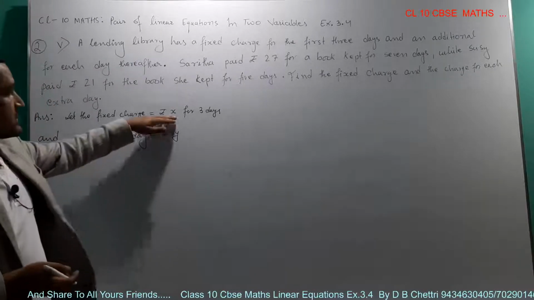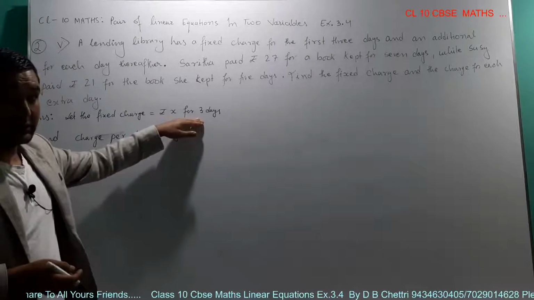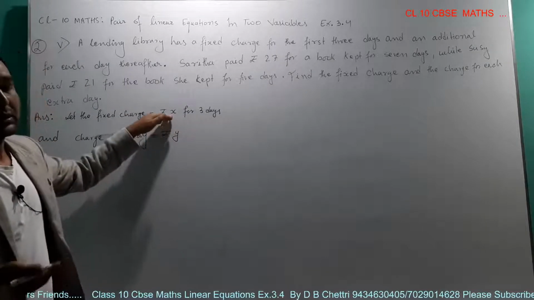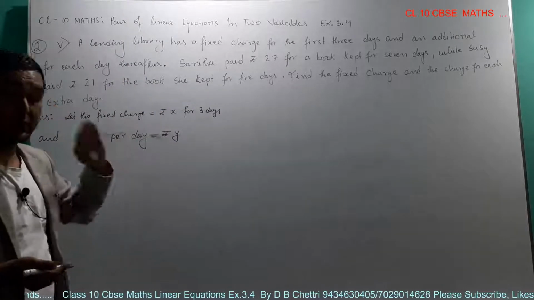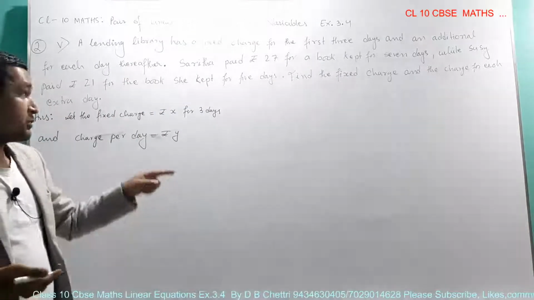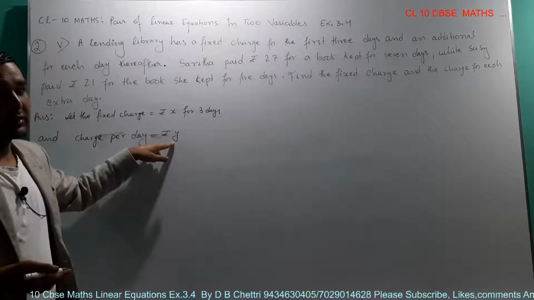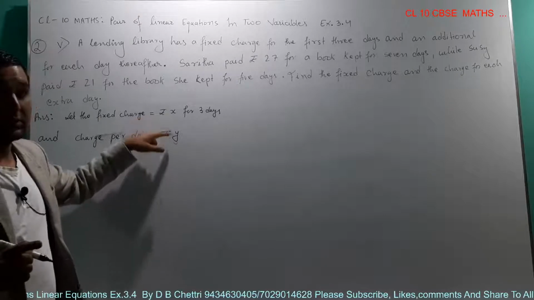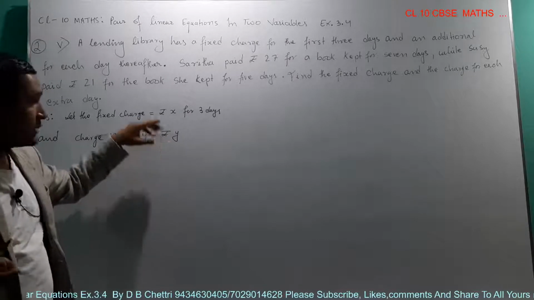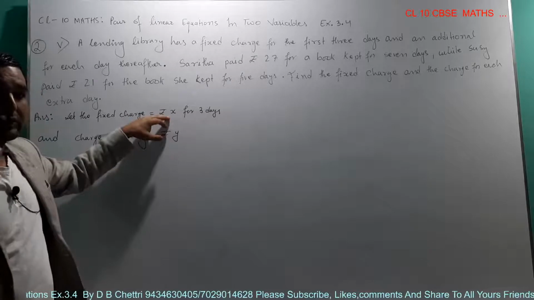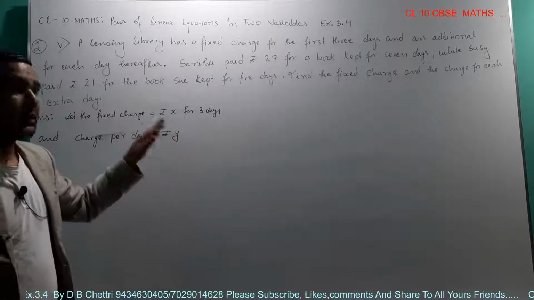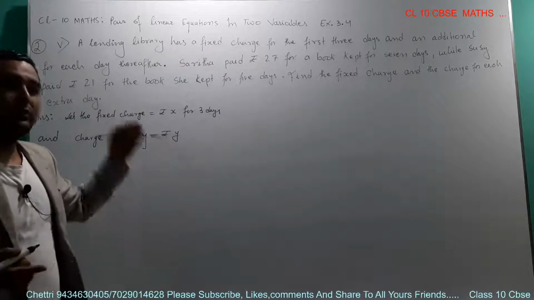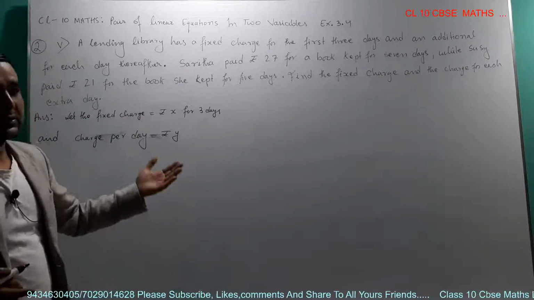Now rupees x is fixed for 3 days. If you keep the books 3 days only, you have to pay rupees x to the library. If you keep more than 3 days, then you have to pay y for each additional day. Suppose you keep 4 days, then you have to pay x plus y. If you keep 5 days, then for 3 days x, and for 2 additional days 2y. For 1 additional day y, 2 additional days 2y, 3 additional days 3y, like that.